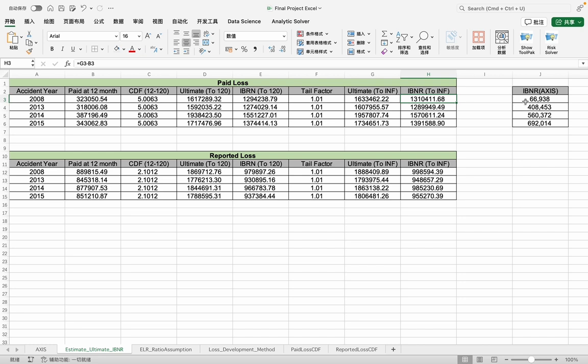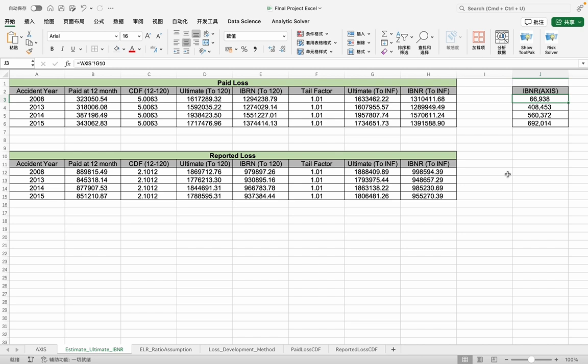When comparing my results with AXIS original IBNR estimate, I found that my projections were consistently higher across all years. For example, in 2008, AXIS estimates IBNR at just $66,000, while my method estimates over $1.3 million. In 2014, AXIS estimates about $560,000, while I estimate over $1.57 million.